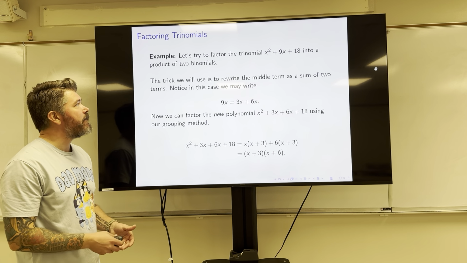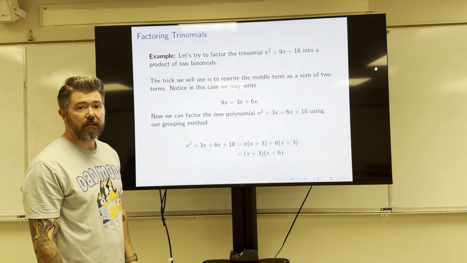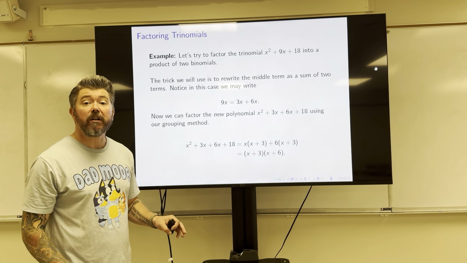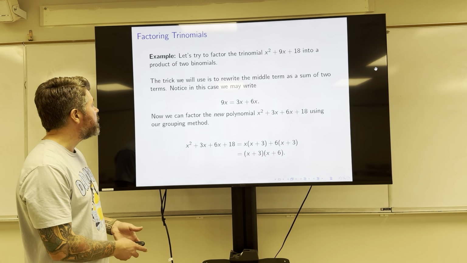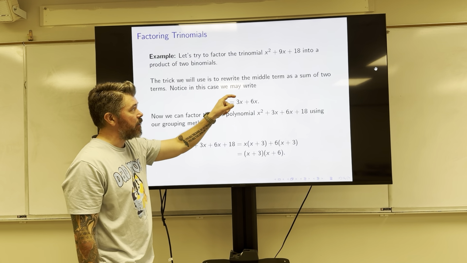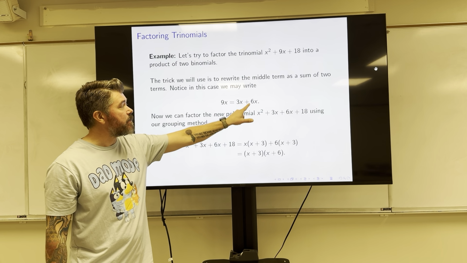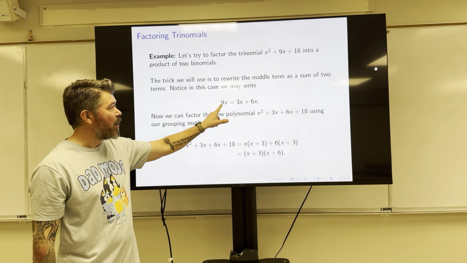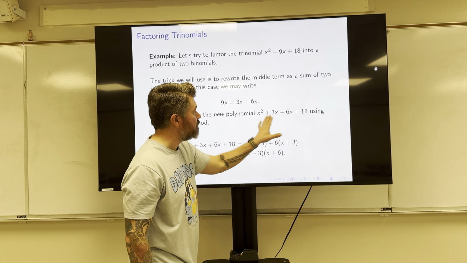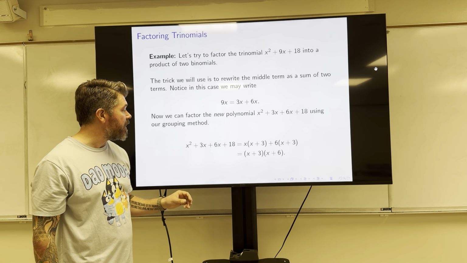Okay, so let's try to factor the trinomial x squared plus 9x plus 18, okay? And we're not going to give a reason why we do this, but we're gonna see that it works, just to start with. Okay, so notice I'm going to rewrite my middle term here. And I'm going to rewrite it using 3 and 6. Notice 3x plus 6x is really 9x. Okay, so now I substitute that and now I have a 4-term polynomial. 1, 2, 3, 4, right? So now what I'm gonna do is I'm gonna factor by grouping.